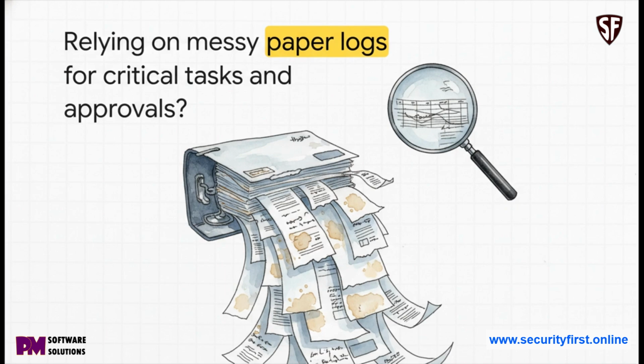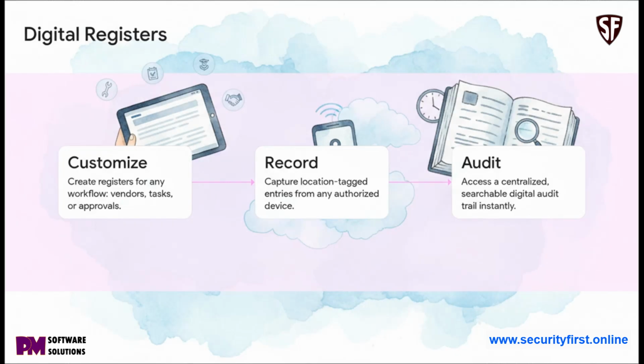It's a huge liability. The solution? Go digital. With SFDP, you can create custom digital registers for pretty much any workflow you can imagine. Entries get captured from a mobile device, they're automatically tagged with the location, and everything feeds into one central, searchable audit trail. So, need to know who approved a change and exactly when they did it? You'll find it in seconds. Now that is real accountability.